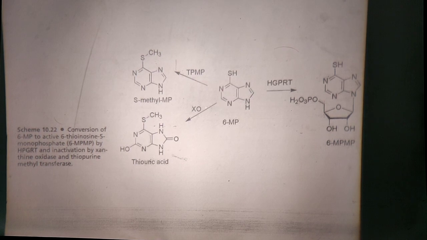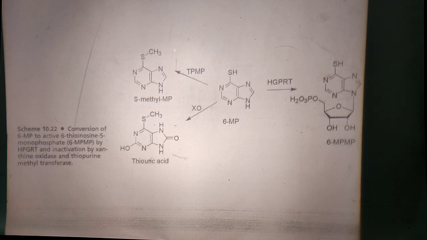Another route of this is by xanthine oxidase, by which thiouric acid is formed, and by another enzyme it is converted to a methyl thio monophosphate compound. So this is all about purine antimetabolites. Next time we will be sharing the other two forms one by one.